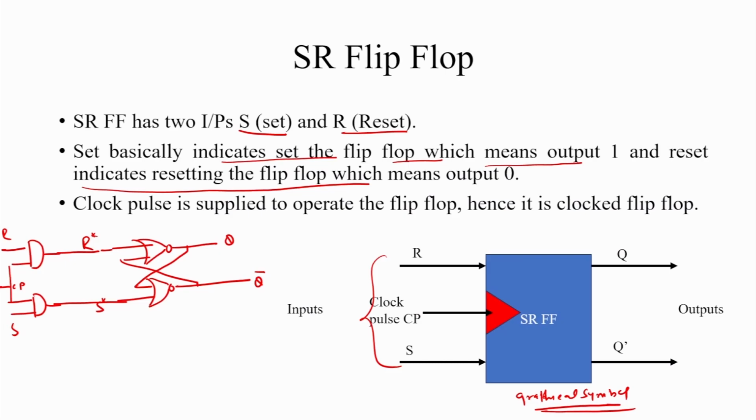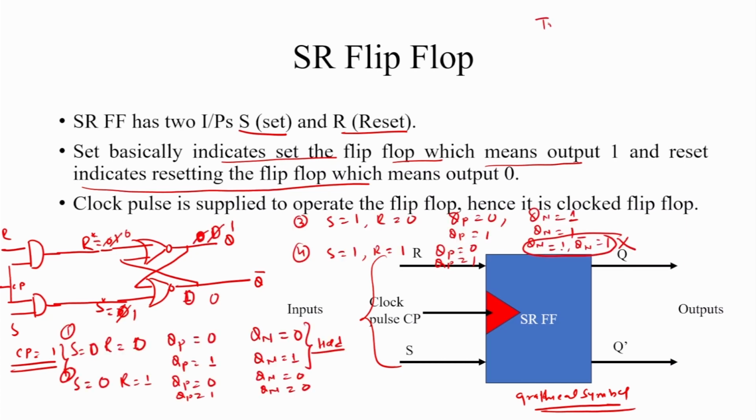This is the SR flip flop, and here there is a clock pulse. What happens here? The flip flop works when the clock pulse value is 1. When the clock pulse value is 0, it does not work. In the truth table of the SR flip flop, there is no need to write the clock pulse, because it always works when the clock pulse is high, whether the clock pulse is positive edge triggered or negative edge triggered. We already discussed triggering of flip flops in previous lectures.